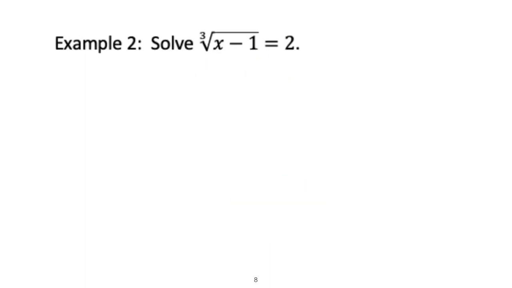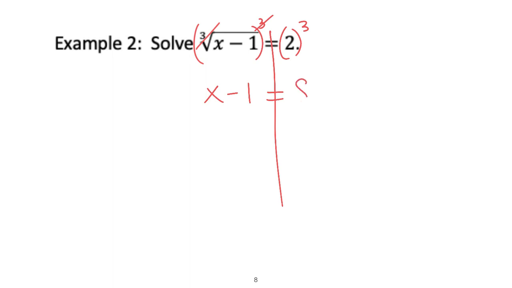All right, let's try another one. On this one, we already have that root on one side by itself. So to get rid of it, we are going to do the opposite. Since it's a cube root, I am going to cube both sides. So now this is gone, leaving me with x minus 1. And 2 to the 3rd power is 8. Now I can just get rid of that minus 1 by adding 1 to both sides. And my answer is positive 9.